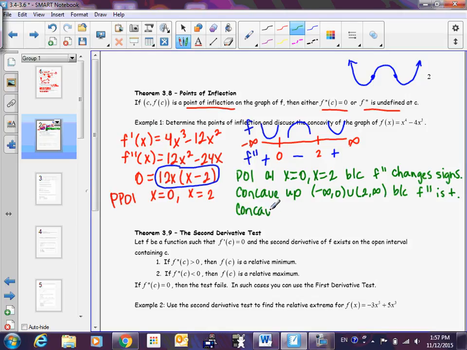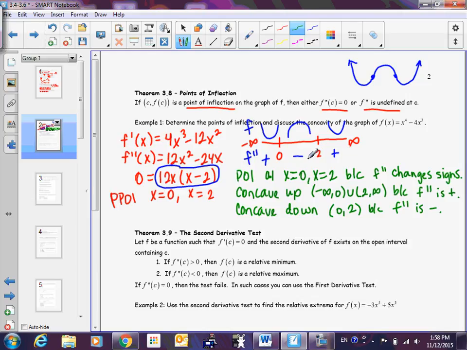Okay, concave down. That would be 0 to 2. Justification, because f double prime is negative. Okay, and that's how you do these problems. Of course, they could get more difficult. Finding the derivative could be more difficult on some problems. Solving for x could be more difficult. You could have undefined, but the process is still the same. Okay, so that's how you do concavity and points of inflection.